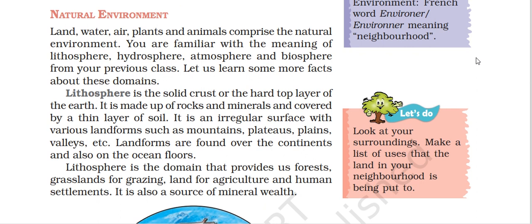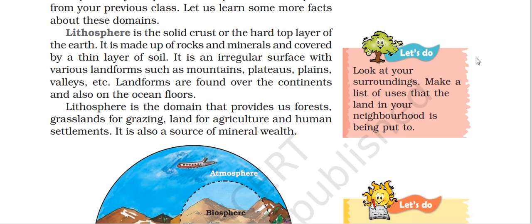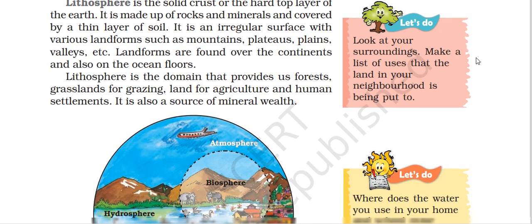Lithosphere is the solid crust or the hard top layer of the earth. It is made up of rocks and minerals and covered by a thin layer of soil. It is an irregular surface with various landforms such as mountains, plateaus, plains, and valleys. Landforms are found over the continents and also on the ocean floor. Lithosphere is a domain that provides us with forests, grassland for grazing, land for agriculture, and human settlement. It is also a source of mineral products.